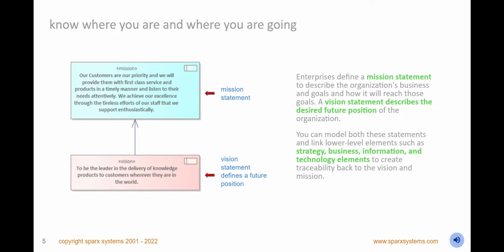You can model both these statements and link lower-level elements such as strategy, business, information, and technology elements to create traceability back to the vision and mission. These connections show how goals are realized by capabilities and business services, processes, application technology elements, and more.